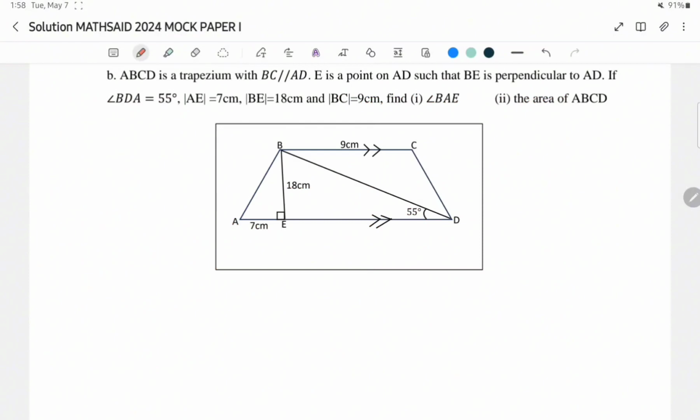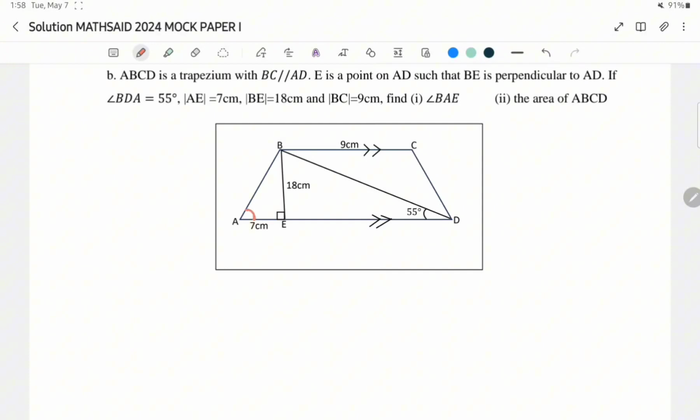ABCD is a trapezium with side BC parallel to AD. E is a point on AD such that BE is perpendicular to AD. If angle BDA is 55 degrees, just as we can see from the diagram, side AE is 7 centimeters, BE is 18 centimeters, and BC is 9 centimeters. Calculate angle BAE. Well, this is angle BAE right here.